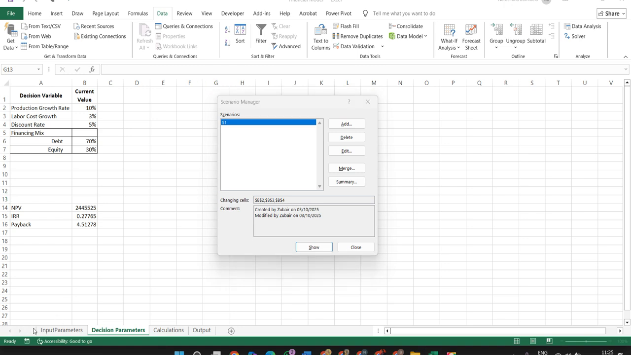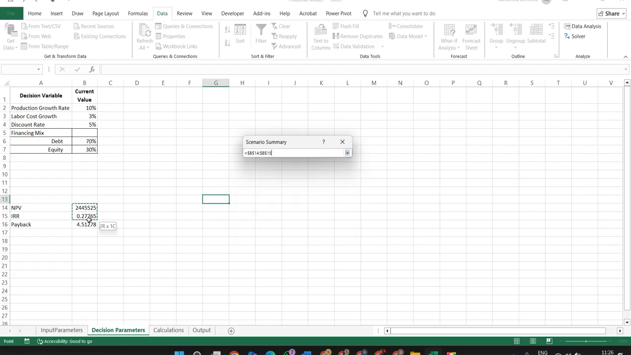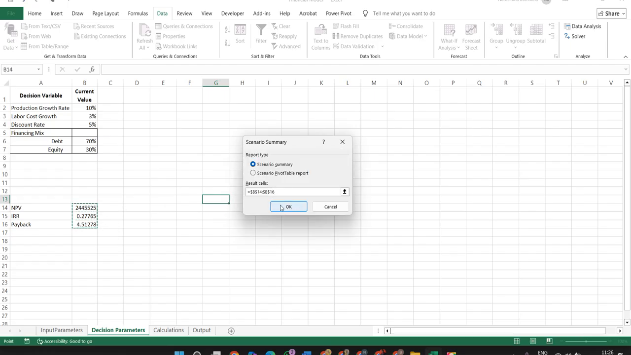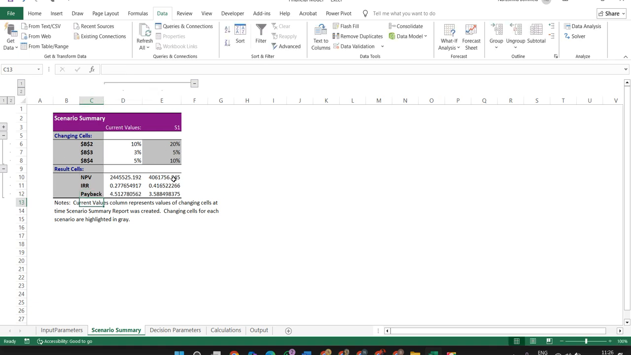Now if you click summary, it will ask which cells you are supposed to change. I will take these three values. Okay. Now you can see the results. You can rename this to NPV, this to IRR, and this to payback. So now you can see that payback period is also directly generated because we have created a formula for that.